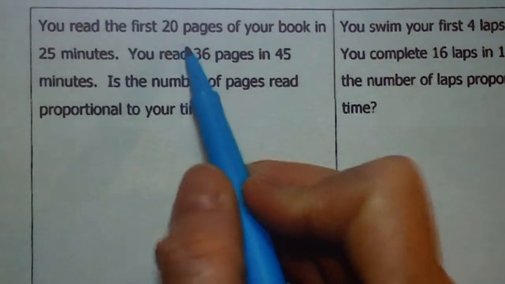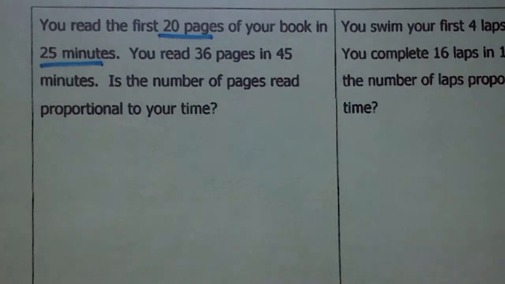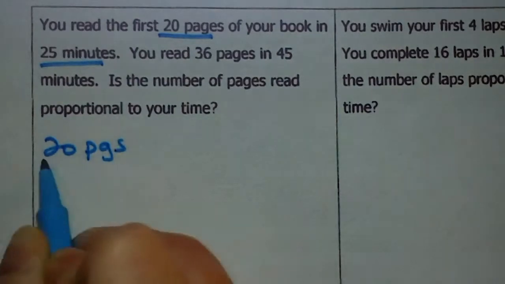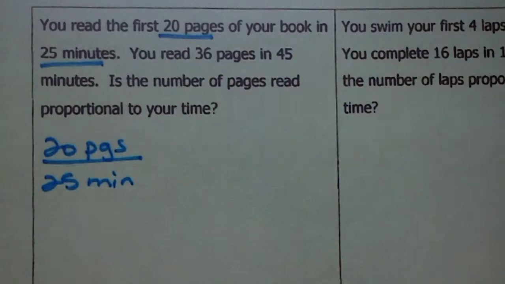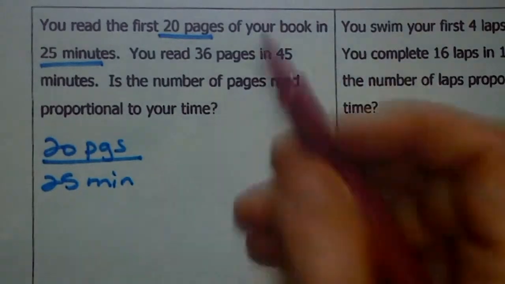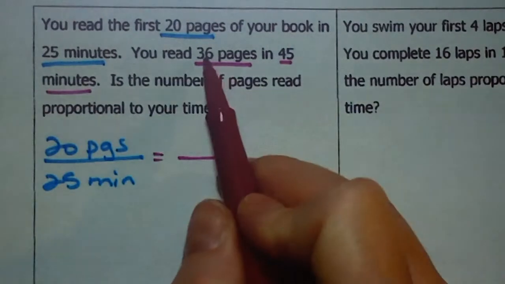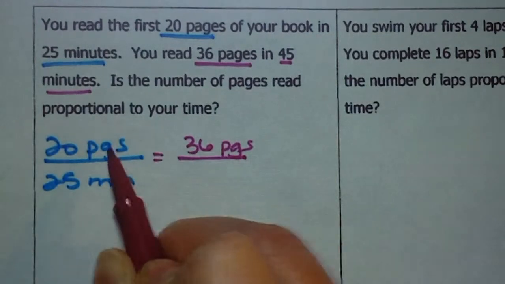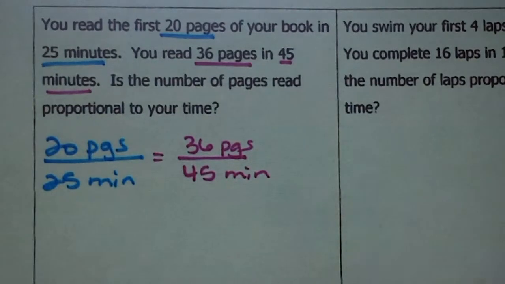It said you read the first 20 pages of your book in 25 minutes. So if we're looking at this as a rate, that would be 20 pages per 25 minutes. Right? So that's our rate, 20 pages per 25 minutes. And now I want to know, is that the same as when I read 36 pages in 45 minutes? So the 36 goes with the pages. That needs to go on top because the other pages are on top. And it's 45 minutes. The minutes need to go on the bottom across from the other minutes.